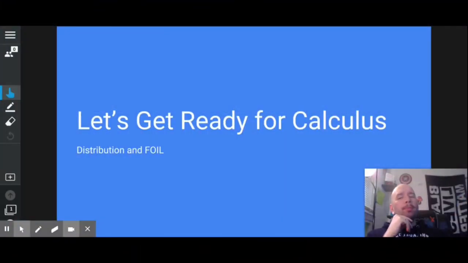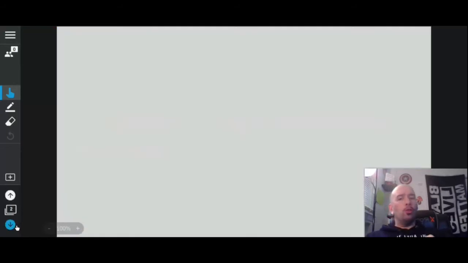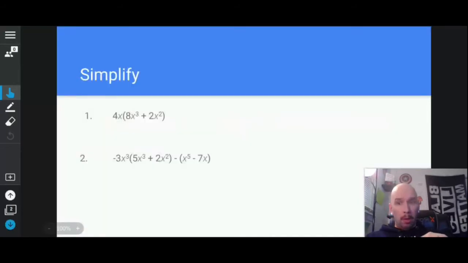Distributive property and foiling. Two very important things to help us get ready for good old calculus. Stuff you learned back in Algebra 2, maybe Algebra 1, definitely pre-calc. But we're going to go over the main types so that you feel good and comfortable for Calc 1. Right off the bat, we're just going to do straight up distributive property.